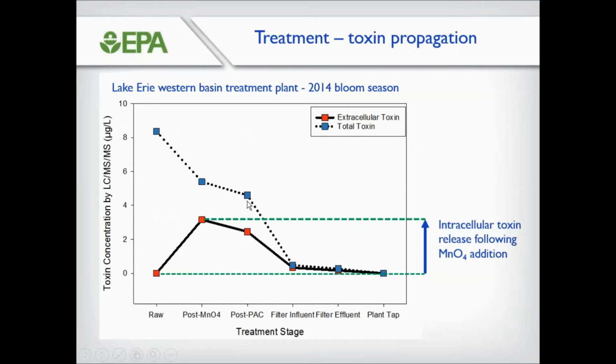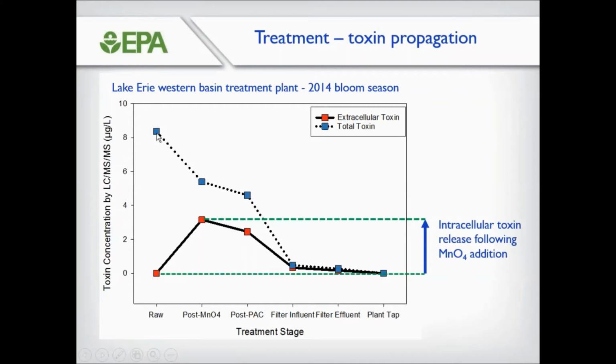On the next slide, we're looking at toxin propagation through a treatment facility. This is a facility that was sampled. It's a Lake Erie Western Basin treatment facility. It was sampled during the 2014 bloom season. We have extracellular toxin concentrations in red, and total toxin concentrations in blue. What we can see is that in the treatment plant influent, almost all the toxin, and by the way, these numbers were analyzed by LC to mass spec.